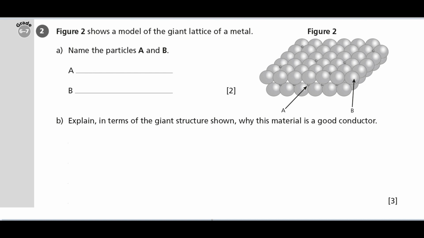Remember that metal bonding is often described as metal ions in a sea of delocalized electrons. We know that metal ions are much larger than electrons. So therefore, looking at this, we can see that the larger grey spheres must be the metal atoms or ions, and the smaller ones must be the electrons.